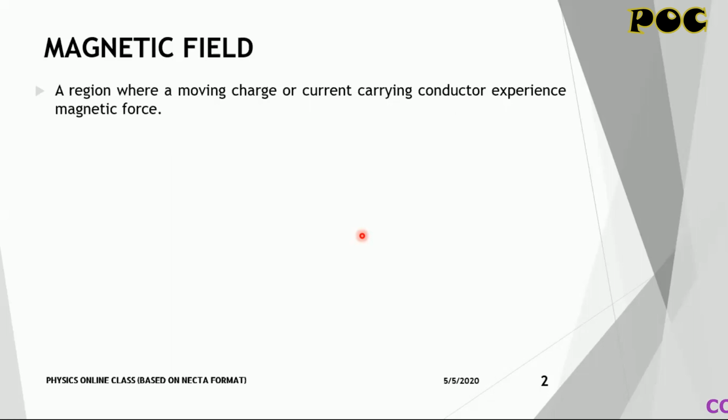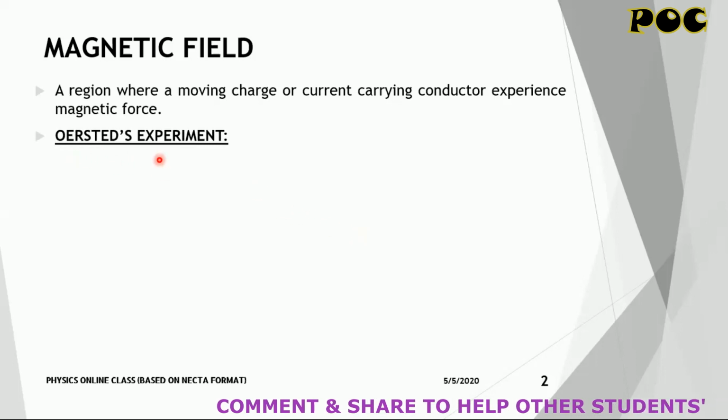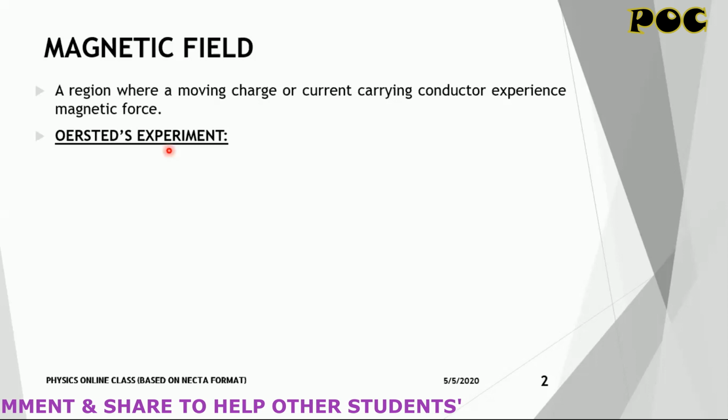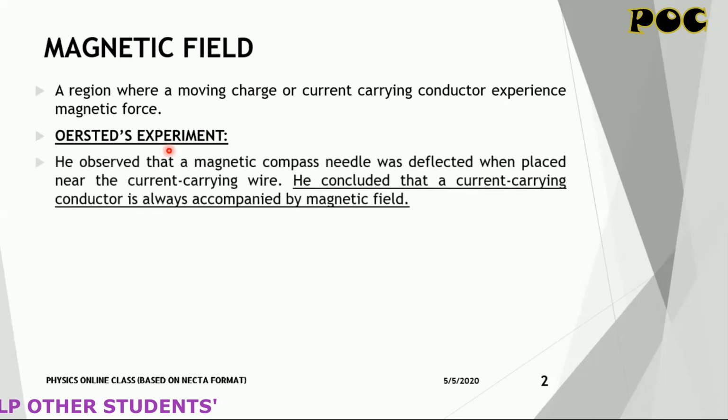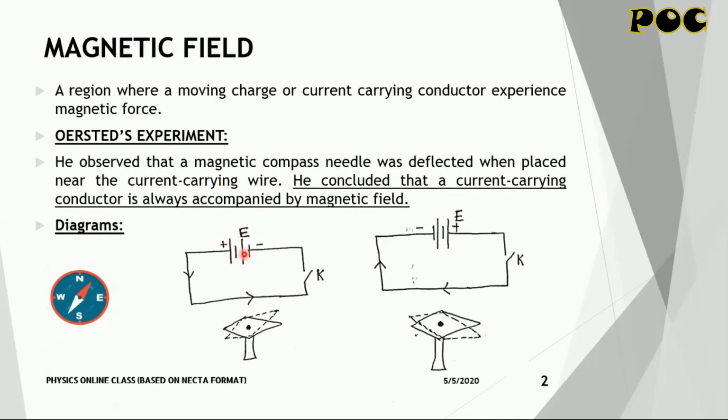Now, when we are speaking on a magnetic field on a current carrying conductor, we need to consider an experiment which was done by a scientist called Oersted. Mr. Oersted did an experiment with this arrangement. We can see the circuit here. This is the normal arrangement of the circuit. He allowed the current to flow through the conductor. This is the wire.